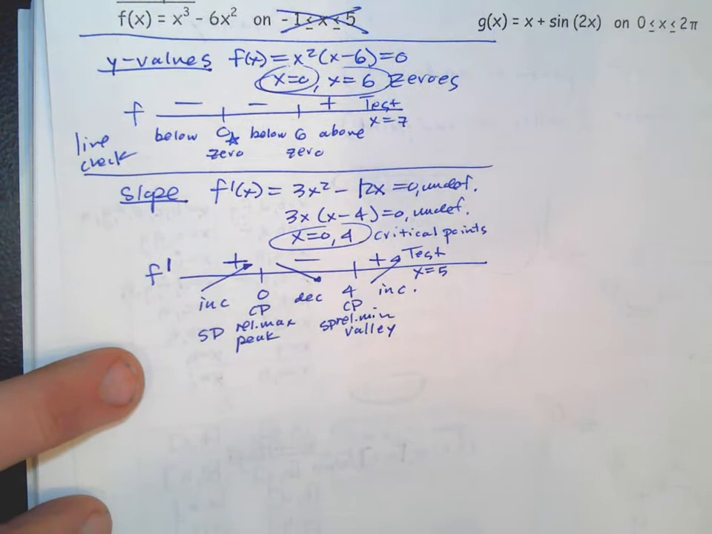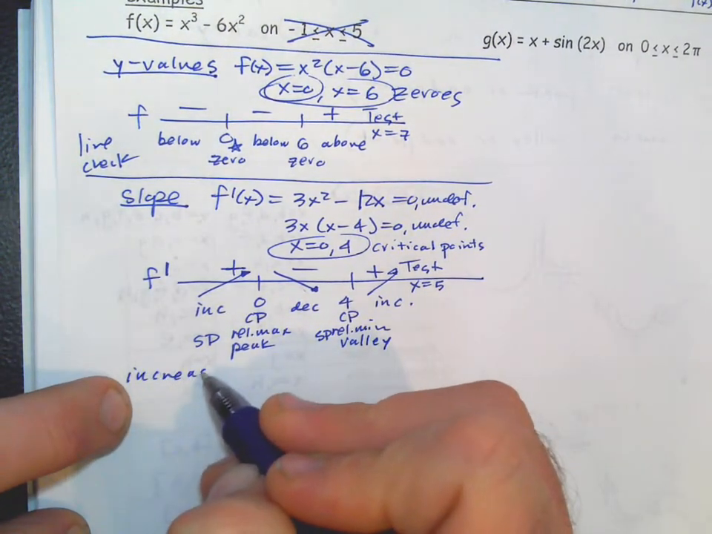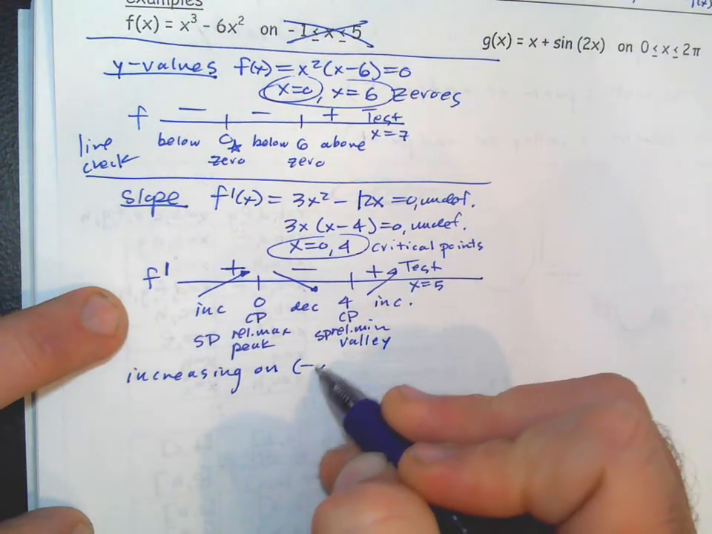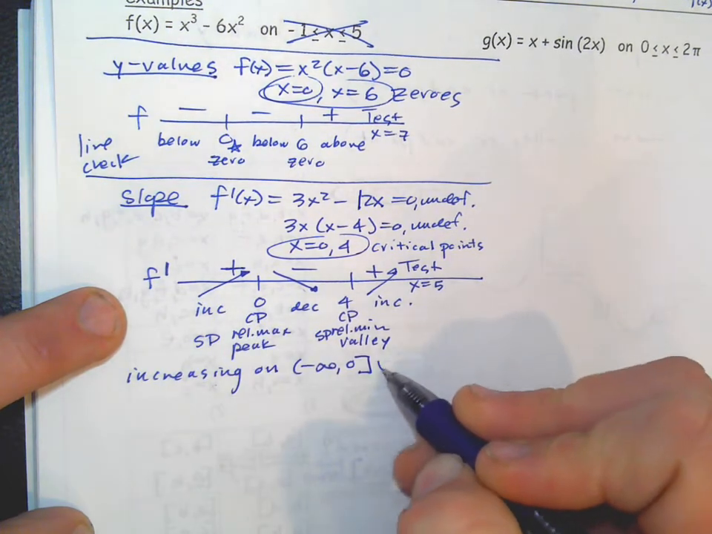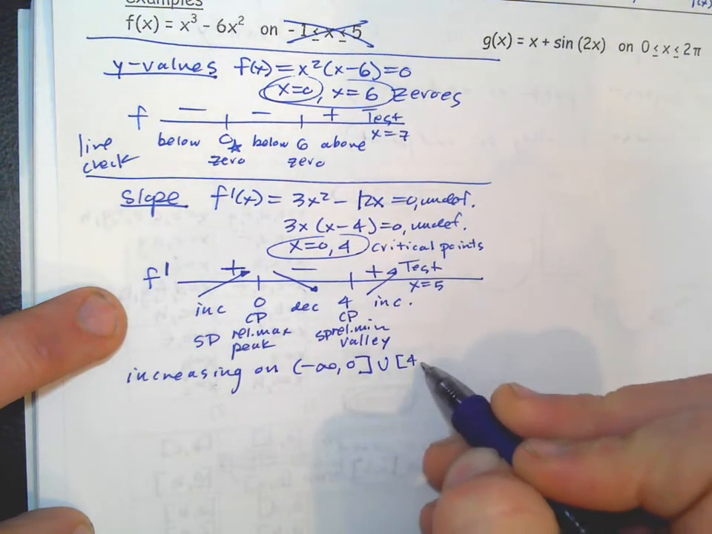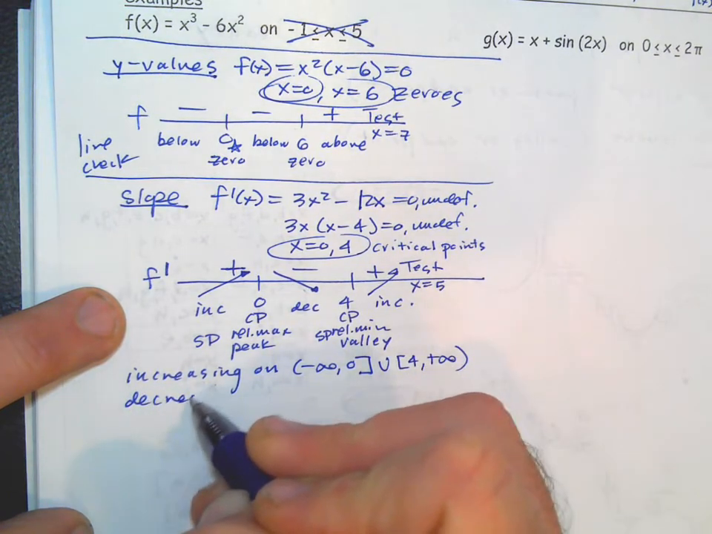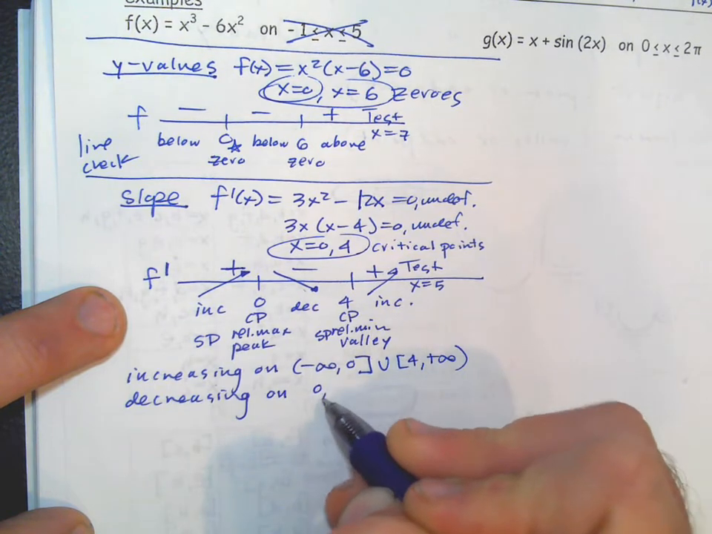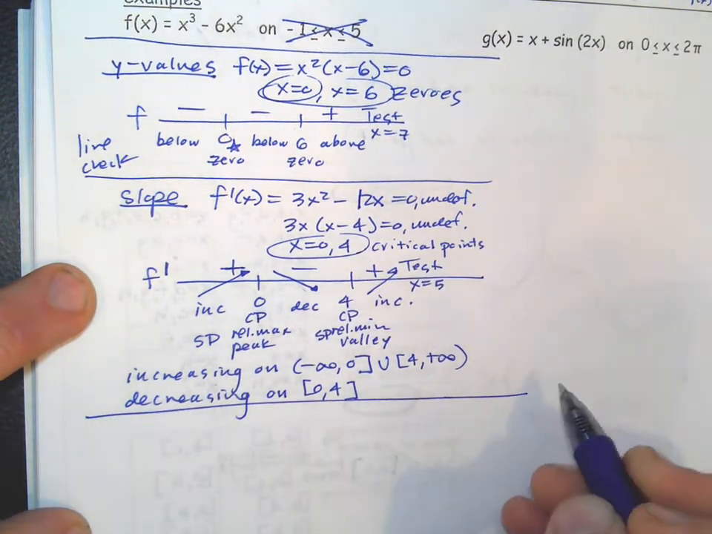But if we were to write it, we could say that it's increasing on the interval negative infinity to 0, and we include the endpoints. We never include infinity, and it's also increasing on 4 to positive infinity. We could say it's decreasing on the interval 0 to 4, and you would include both endpoints. So that's how we could use line checks.